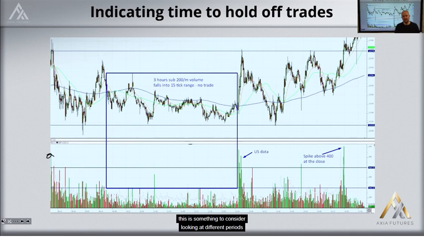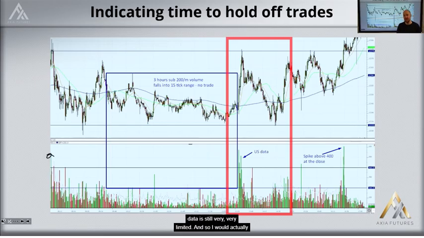And again, this is something to consider. Looking at different periods, when data comes out, for example, what do you expect volumes to be? Sitting within a normal type range on the back of data is still very, very limited. And so it would actually suggest that even though this is high, certainly compared to the rest of the day, it is nowhere near what you'd be looking for on data. You see here, only 1 minute of the day tops 600.